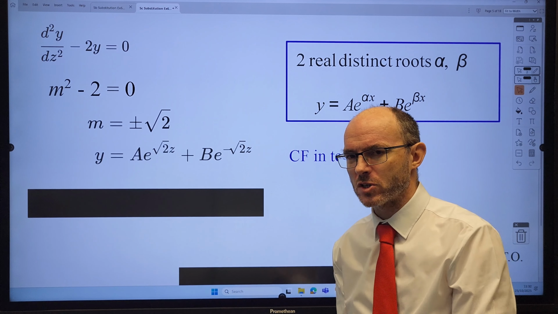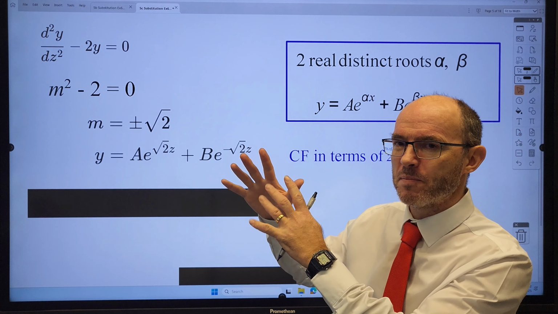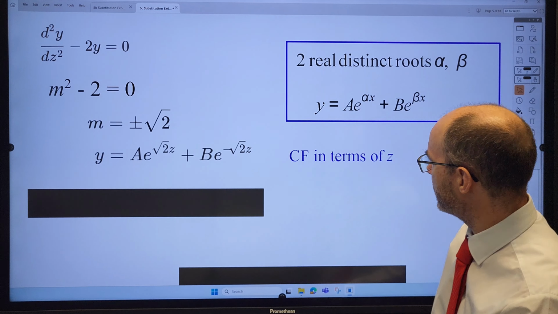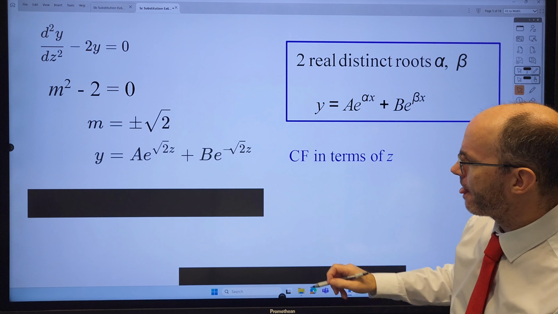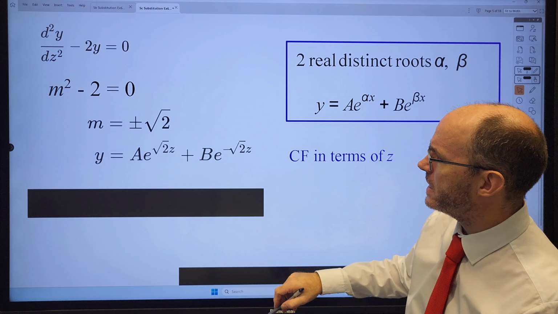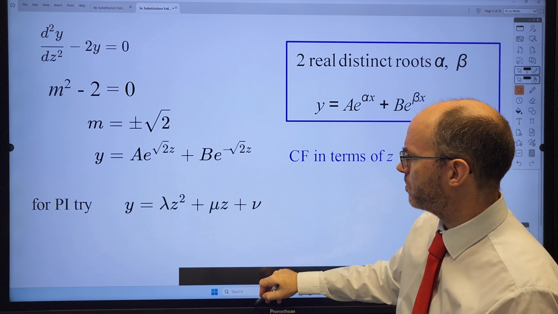That's part of the general solution because we do have a particular integral that needs to be found, and that's in terms of z. So not only do we have to find the particular integral, at the end we have to change it back, so it's not in terms of z anymore. For the particular integral, we need to try this.